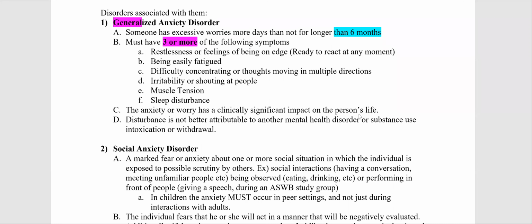Muscle tension or muscle soreness. So your body is kind of at that moment being tense. And then sleep disturbance. So not being able to sleep, or staying up at night, not being able to get down and stay relaxed in the moment. And the anxiety or worry has clinically significant impact on the person's life or their functioning in some way. And the disturbance is not better attributable to another mental health disorder or substance use intoxication or withdrawal.